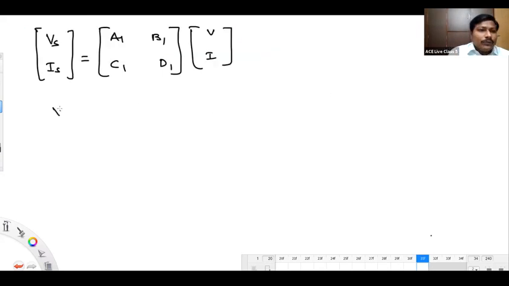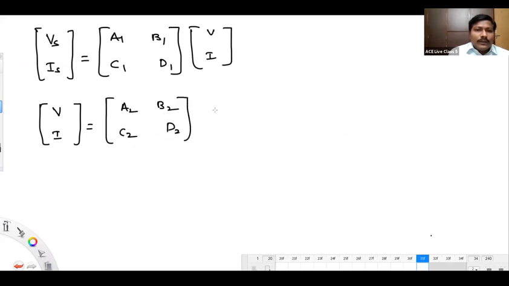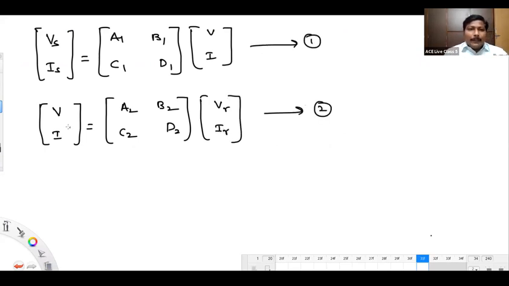So for line 2, VI input, ABCD of line 2 will be A2, B2, C2, D2, and this will be VR, IR. This is equation 1 and this is equation 2. Simply substitute equation 2 into equation 1. Finally, in place of VI, you get A2, B2, C2, D2, VR, IR. So you get the multiplication of the two ABCD matrices as the resultant ABCD parameters of the cascade connection. Following all of you?